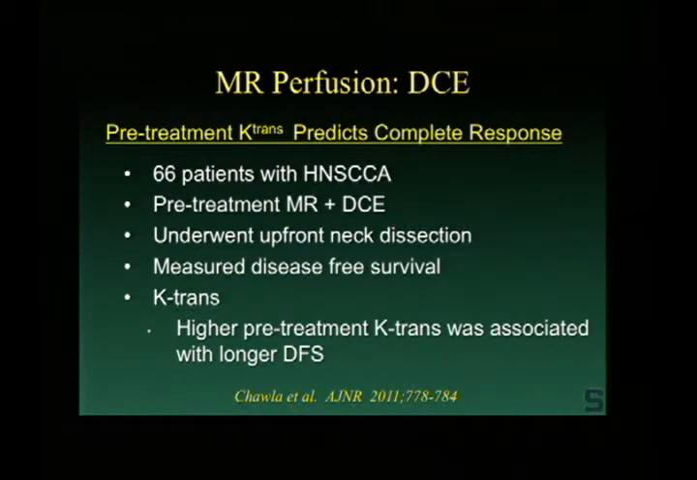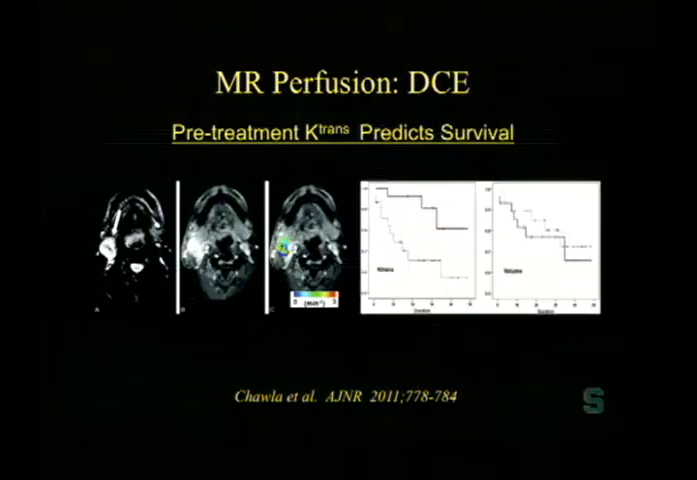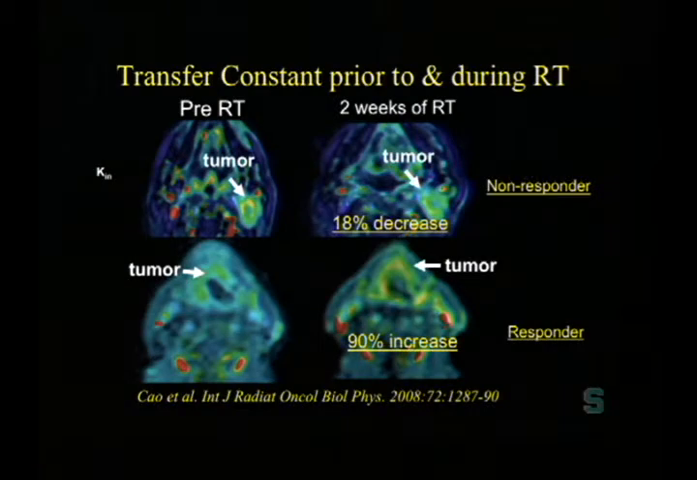Another example is showing similar data by Mchala et al. Again, they measured K-trans pre-treatment, and they demonstrated a very nice separation of the curve based on pre-treatment K-trans analysis. This study was performed at our institution. This was to look at a transfer contrast, pre and post-treatment.